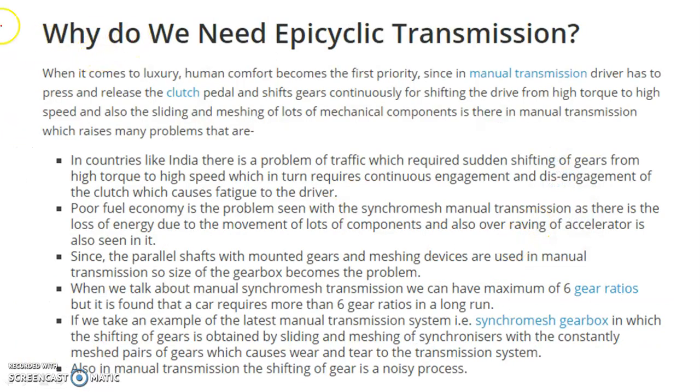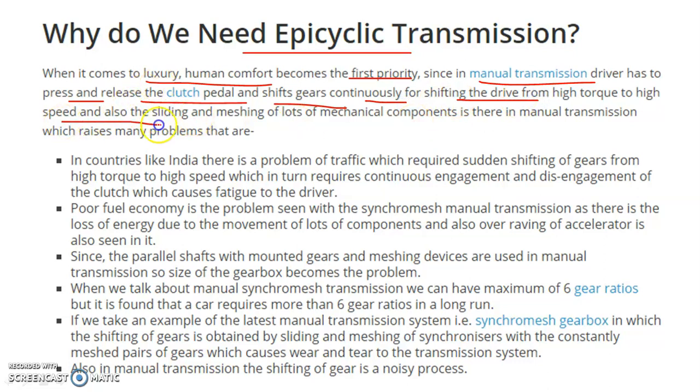Why do we need epicyclic transmission? When it comes to luxury, luxury and human comfort become the first priority. In manual transmission, the driver has to press and release the clutch pedal and shift gears continuously for shifting the drive from high torque to high speed, and also the sliding and meshing of lots of mechanical components in manual transmission raises many problems. So that's why we need epicyclic transmission.